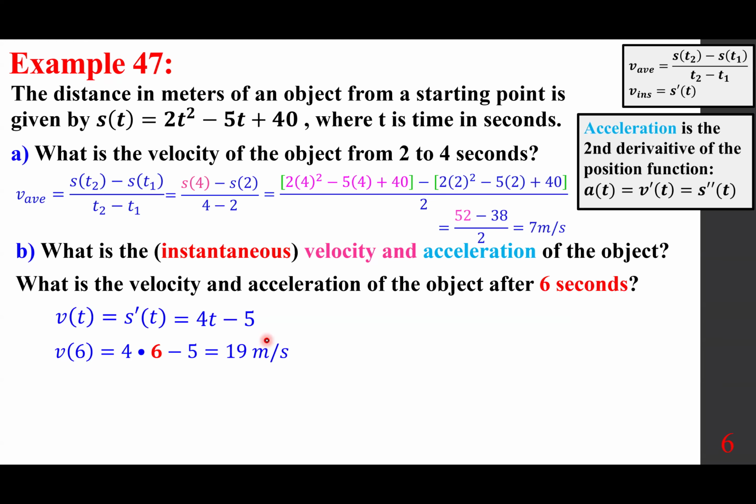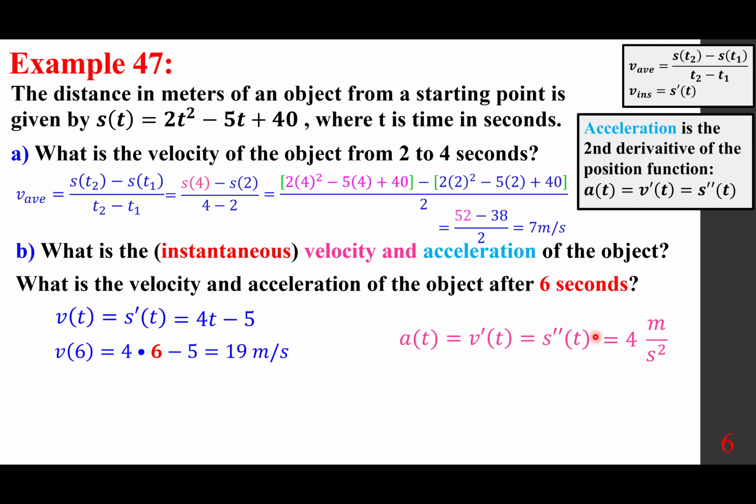Acceleration, by definition, is the second derivative of the position function. A is v prime equals s double prime. So simply differentiate it again. When I differentiate this again, I get just 4, which is a constant. So I really don't have to plug in 6 because it makes no difference.